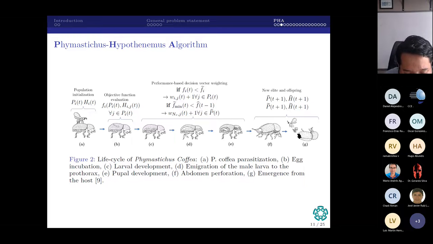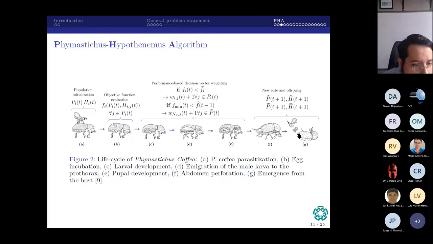The decision vector is modified in the partial form. The second one is when the bird depends on the female and male. This decision vector is modified, and all the characteristics and the whole structure. Finally, emergence from the host: the new generation in the host prints the elite generation.